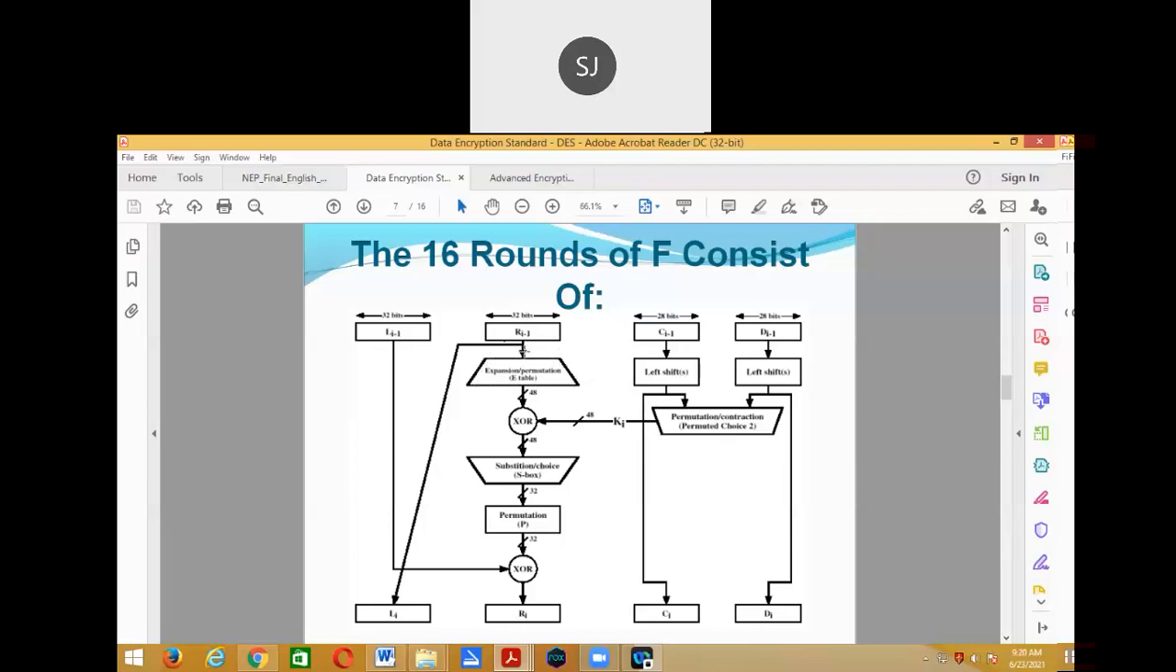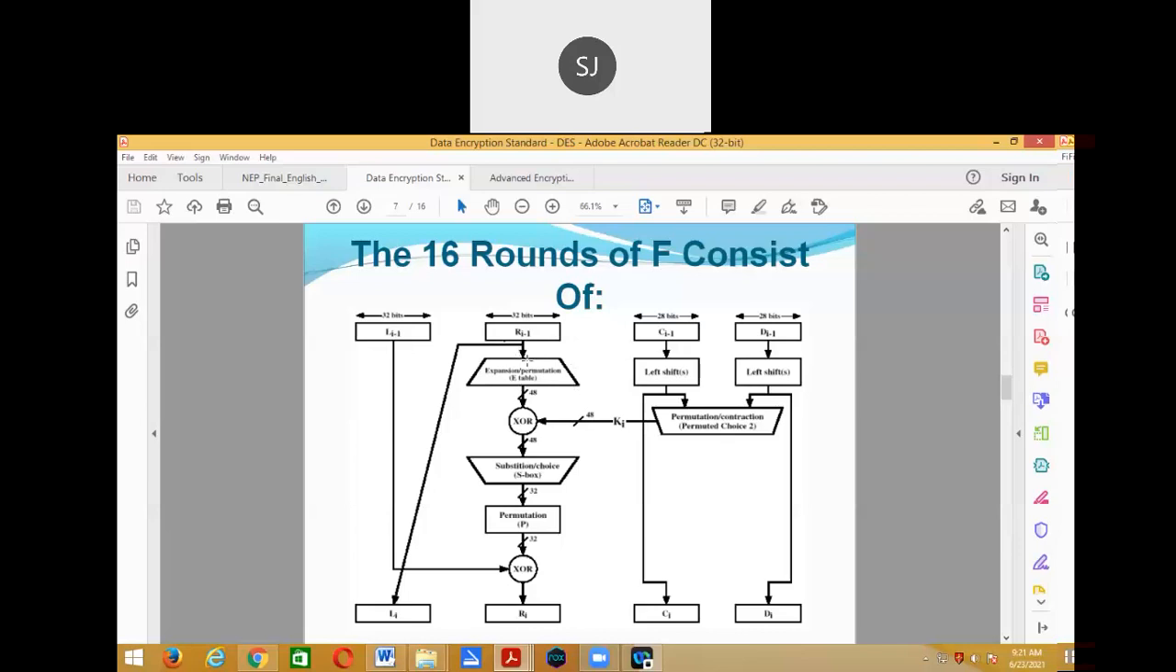How many bits are given as input to this block? It is a 32-bit input, and it is subjected to expansion. Expansion means that the 32 bits are expanded to 48 bits. That is why the shape looks like this.